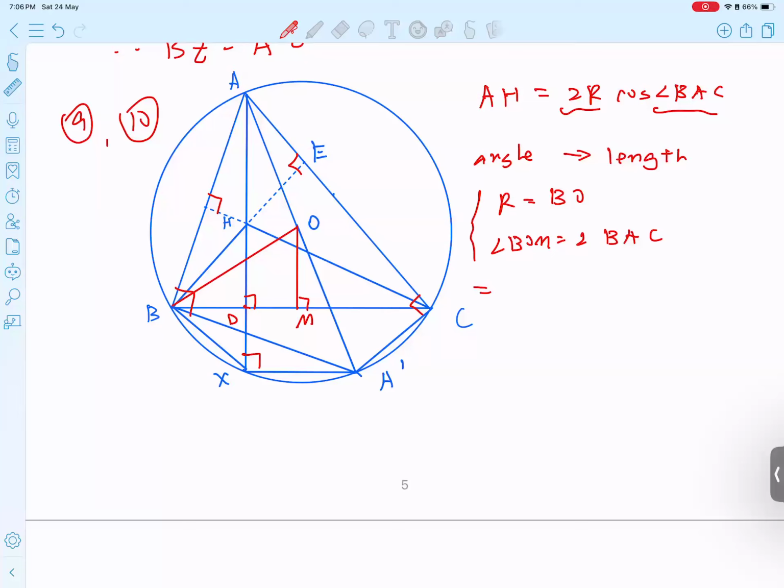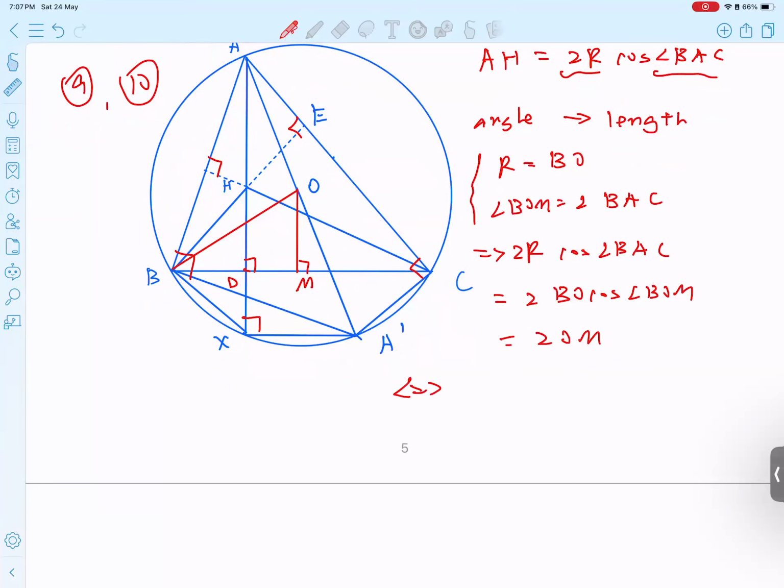So this will tell us 2R cosine BAC would actually be 2BO cosine BOM. And then BO cosine BOM will simply be BM. Oh no, it would be OM, yeah, it would be OM. So right now we have to prove that AH equals 2OM. So nice, we've simplified the formula to something that's much simpler.